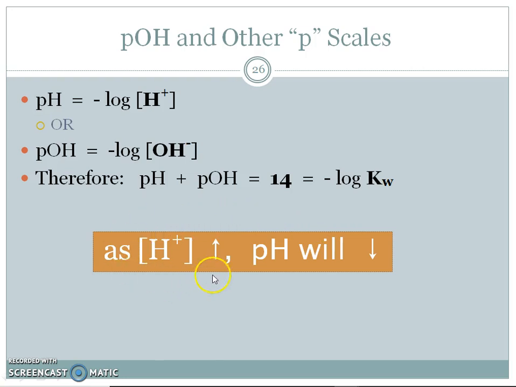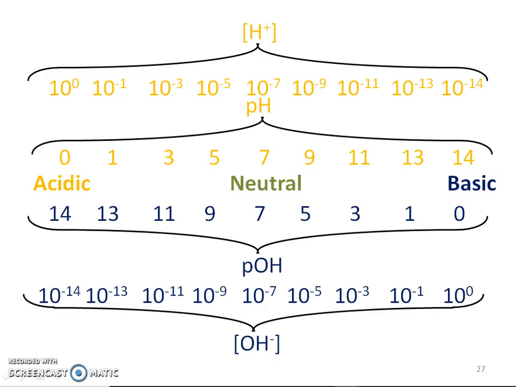So we want to remember, and sometimes this is hard to remember, as we increase the H plus concentration, our pH will decrease. So we want to remember that the pH scale goes from acid to neutral to basic. So the lower the pH number, the higher that H plus concentration is. So again, this is just a nice visual, getting you to understand that we have acidic solutions, we have neutral solutions, and we have basic solutions.